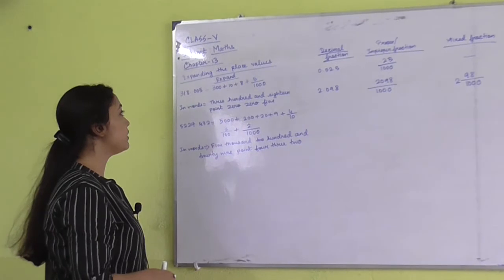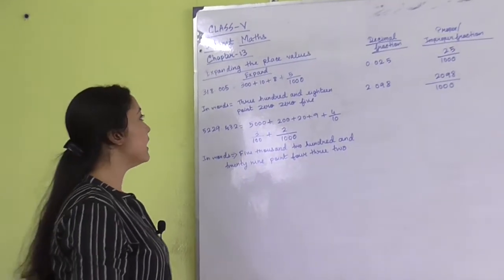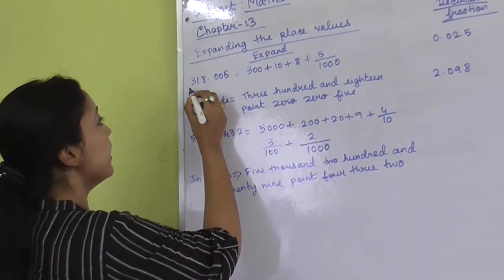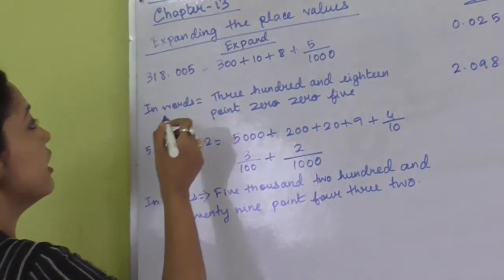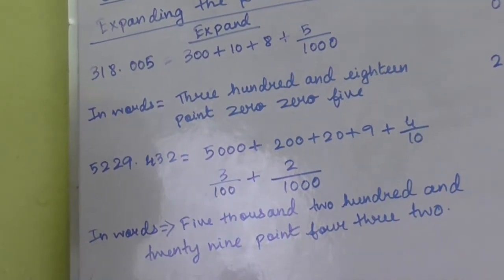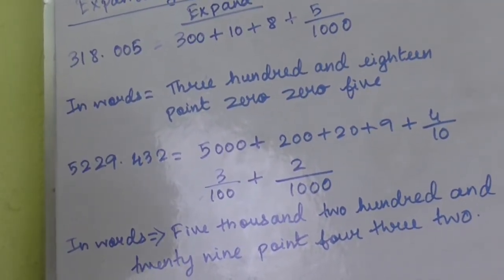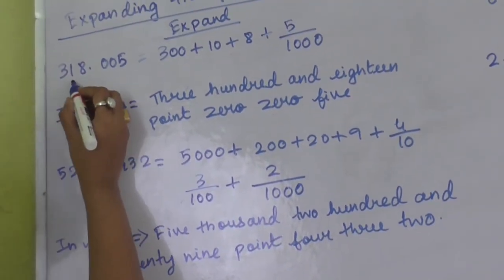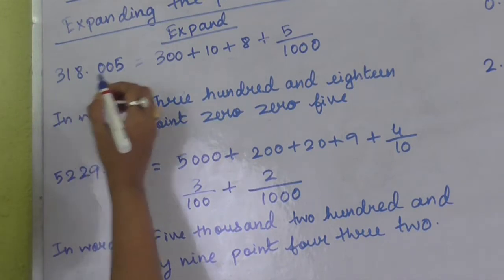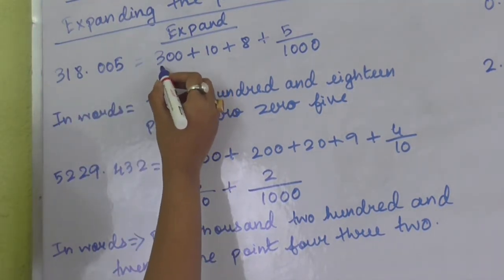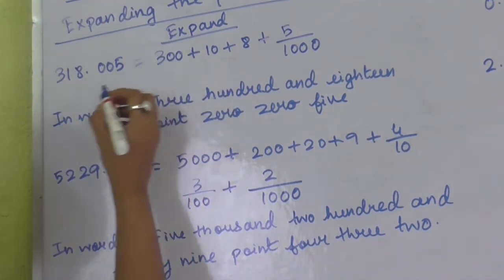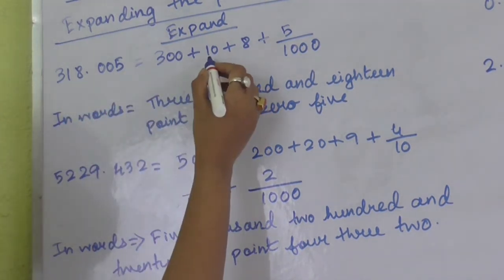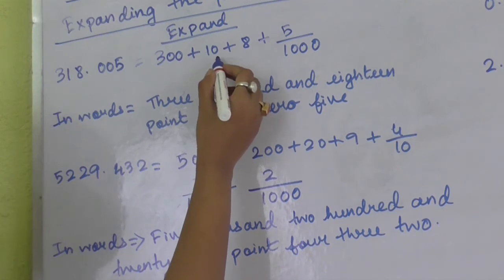Now I will show you the expansion of the place values in decimal numbers. So here one number is given, 318.005. I just have to expand this number, then write this number in words. So for that, what I have to do? After this 3 you can see 2 digits are given. So I have placed 2 zeros after this 3, which is becoming 300. Now after this one digit has been given, so I have written 1 0 over here, which is becoming 10.